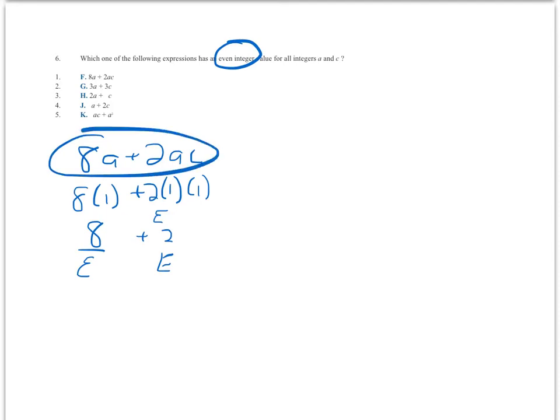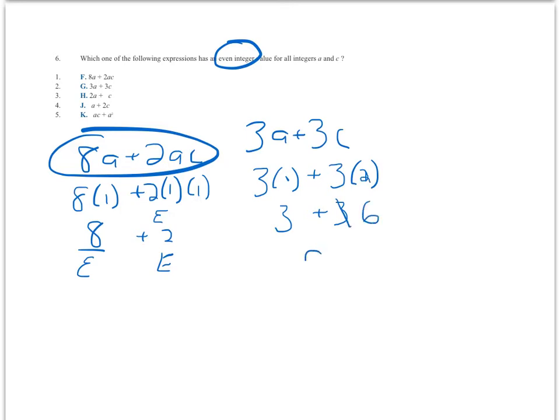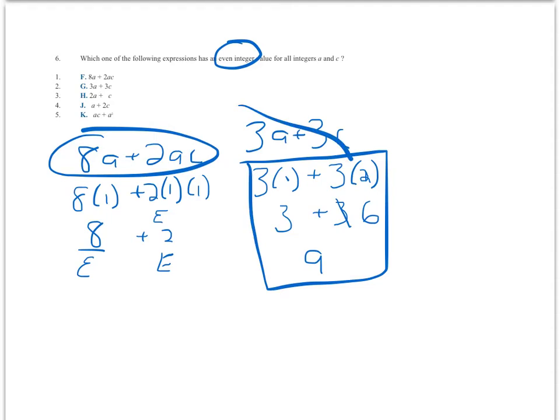Let's be sure. Let's see if I can make the other ones become odd. 3a plus 3c. If I put an odd in for a, I get 3, which is odd. And if I put an odd in for c, I get odd. That doesn't work. Let's say I put an even in for c. 3 plus 6 is odd. So it was possible to get an odd for this, which means this one can't be the answer.